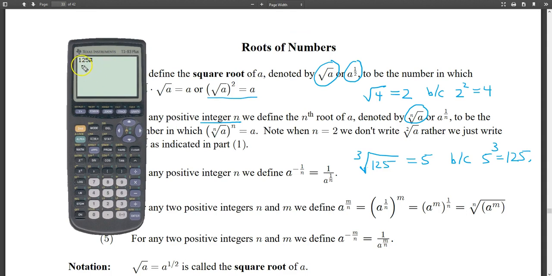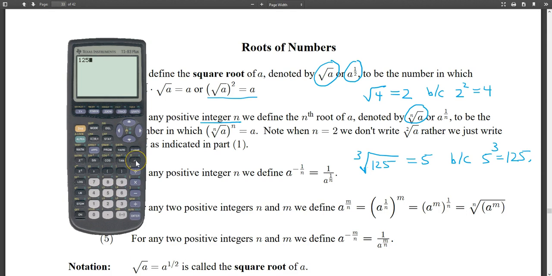Now, if we evaluate the cube root of 125, let me start that over again. 125. Now, your calculator has a square root button on it, but it does not have a cube root button. Right there's the square root. We'll look at that in a second. There's no cube root button on your calculator.